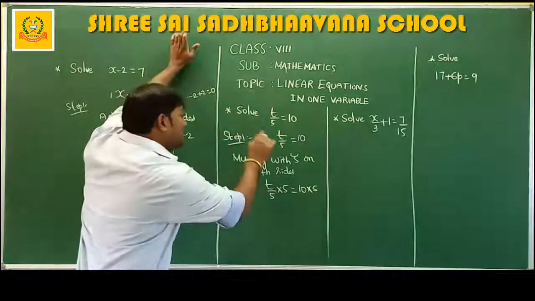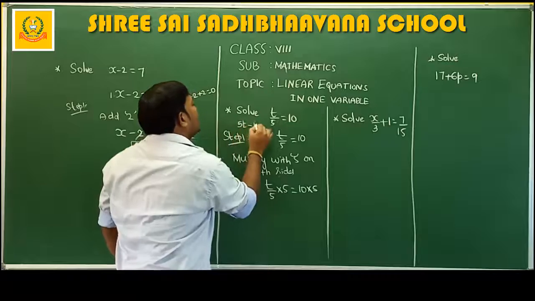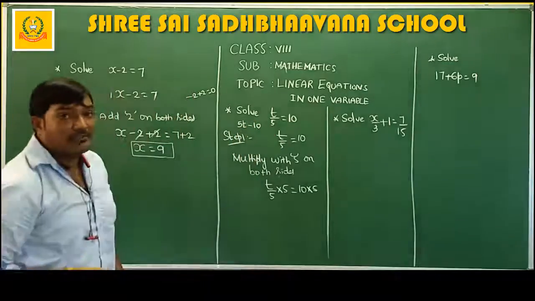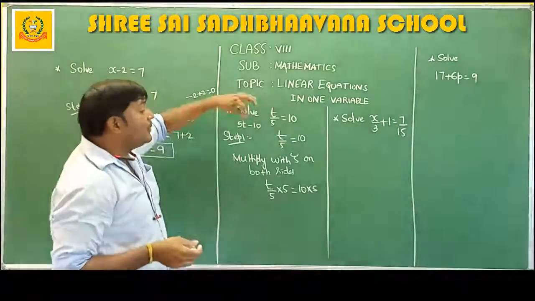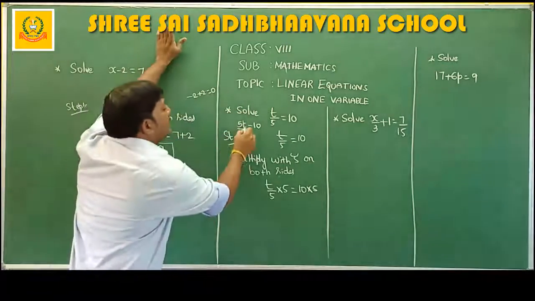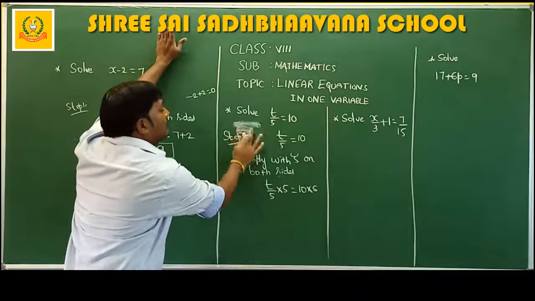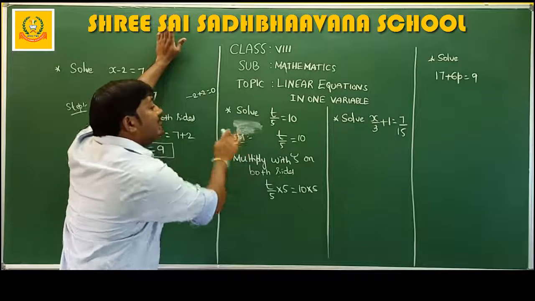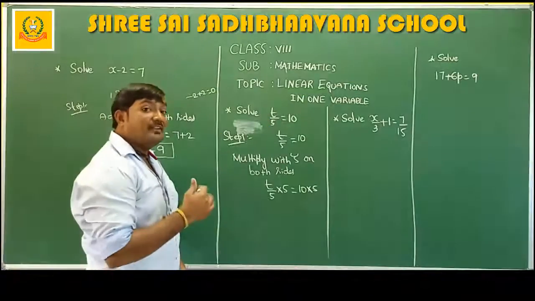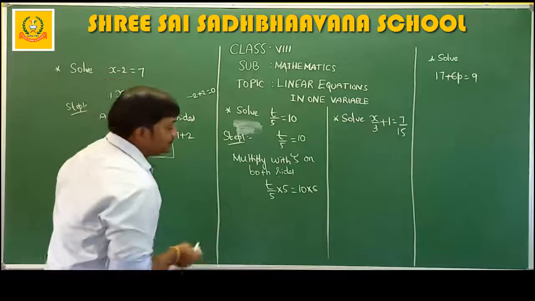If t is multiplied with 5, for example, I'll give an example here, if you have 5t is equal to 10, you divide t with 5 so that 5t by 5 will get cancelled. So if 5 is multiplied, you should divide. If 5 is divided, you should multiply. Just do it the other way around.